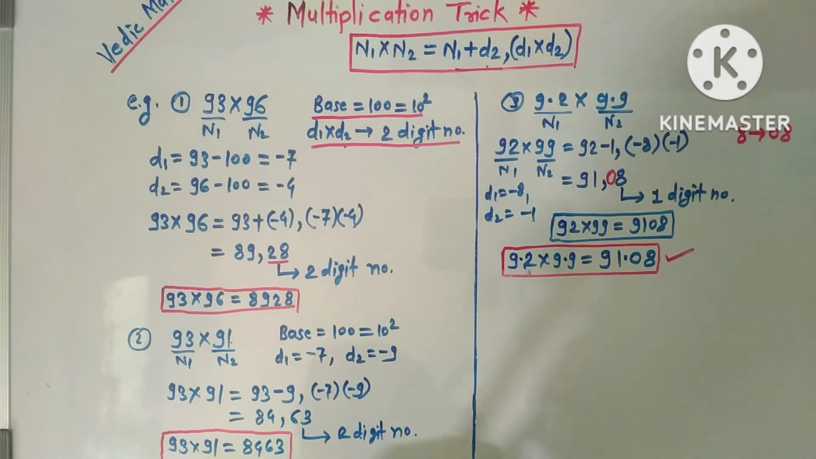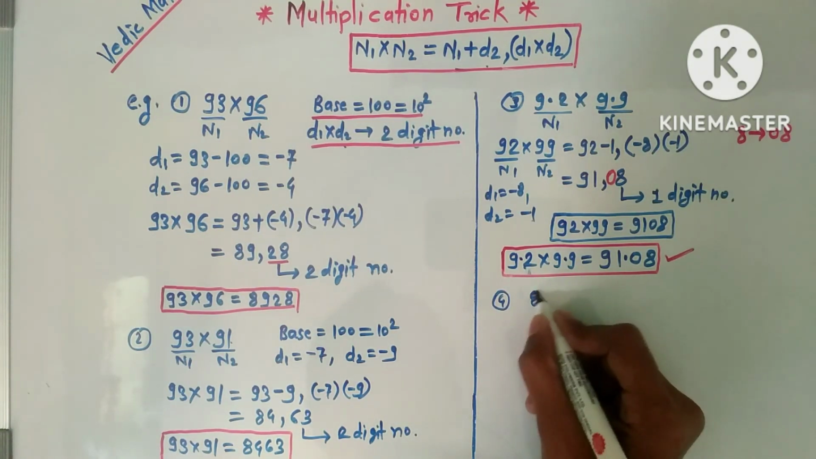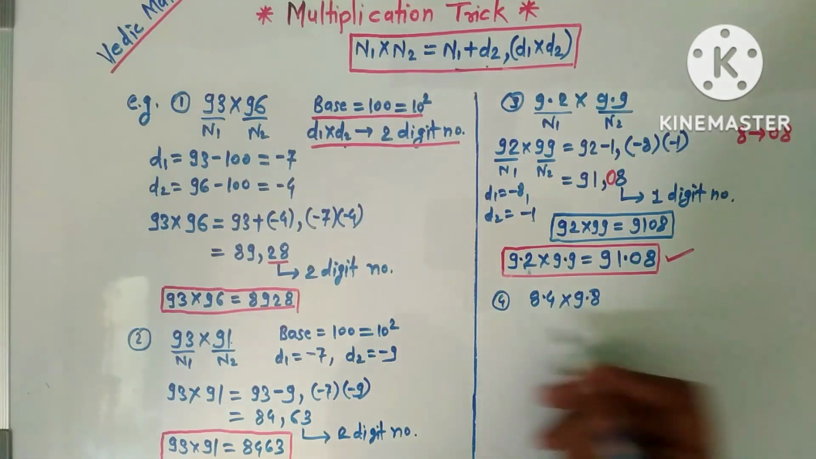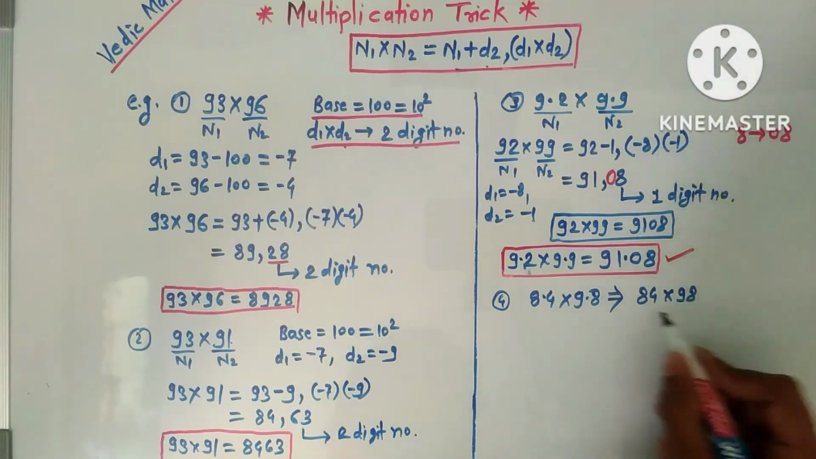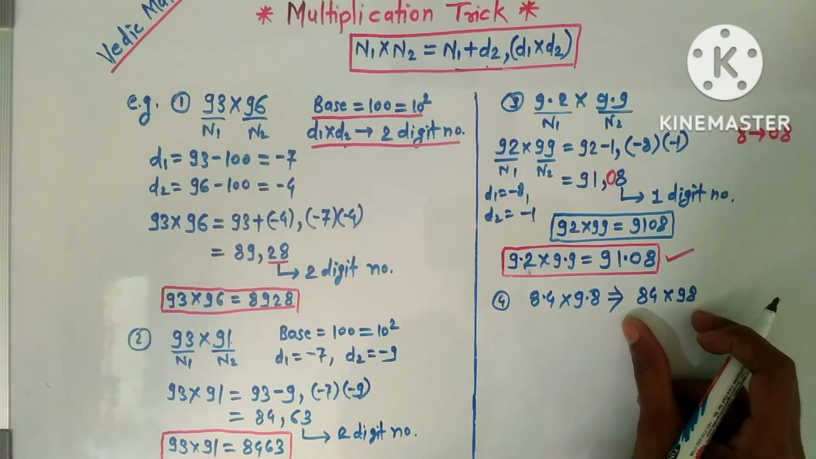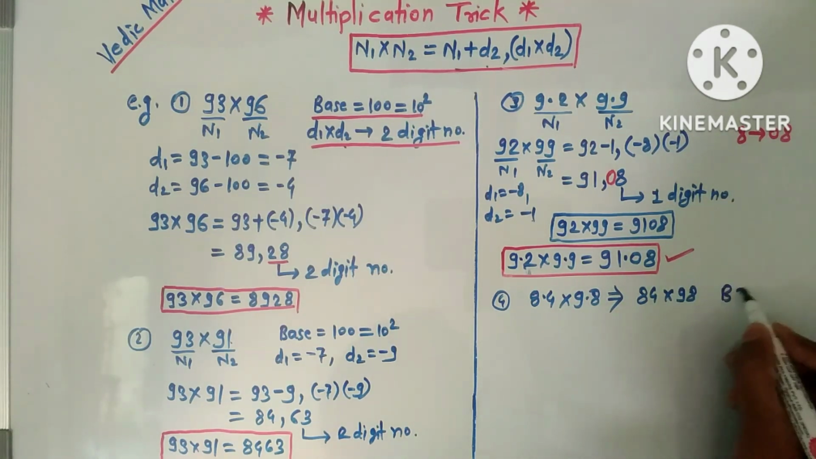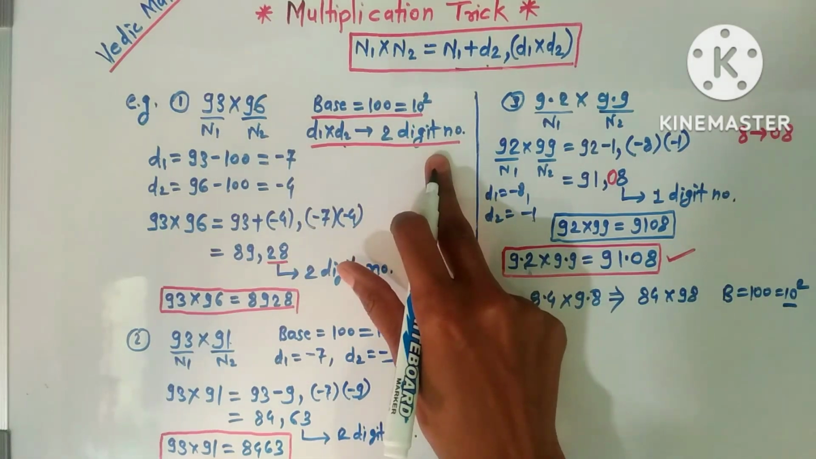Suppose 84 into 9.8. Otherwise you can consider 8.4 into 9.8. Now see, we can consider it as 84 into 98. Both these numbers are near to 100 and also below 100. So here our base is 100, that means 10 raised to power 2. As the base is 10 raised to power 2, the product D1 and D2 should be a 2-digit number.